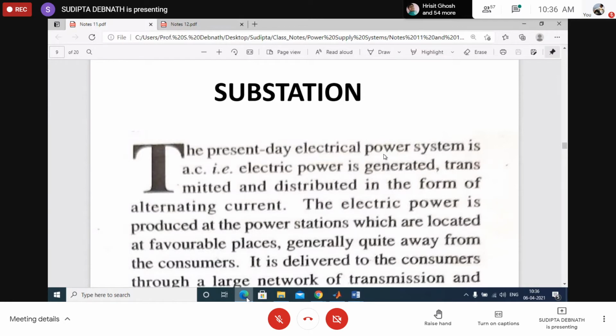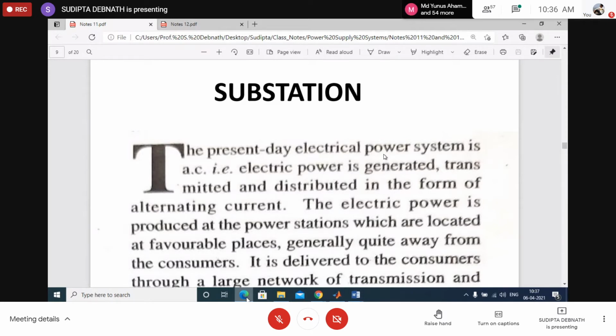Generally, our loads are inductive. So there may be a huge drop in power factor, but at every step we need to improve the power factor. So we have to install equipment in the substation to improve the power factor. So another task of a substation is to improve the power factor, by installing capacitors, synchronous condensers, and all this.